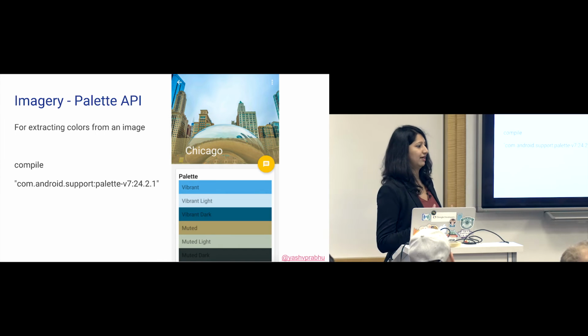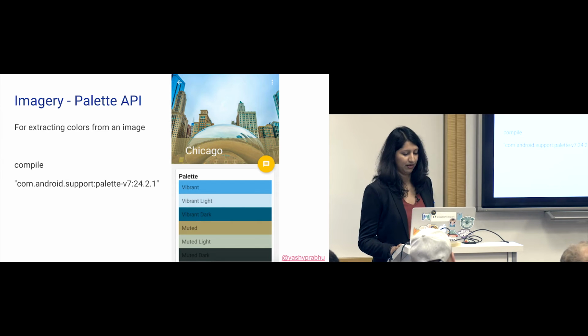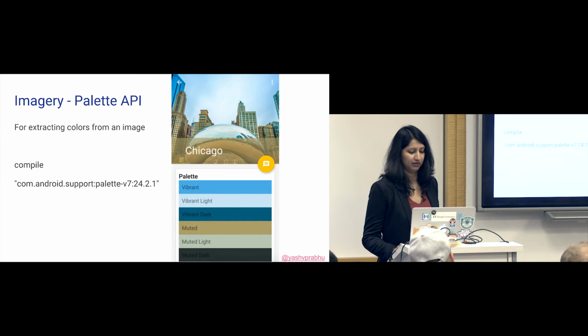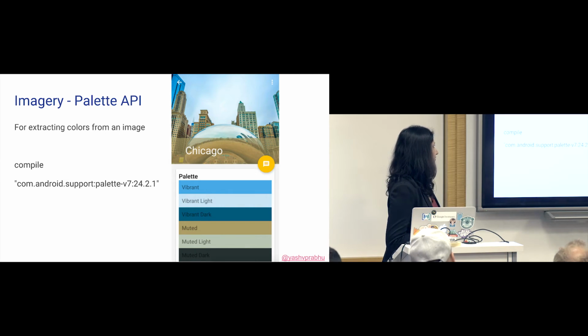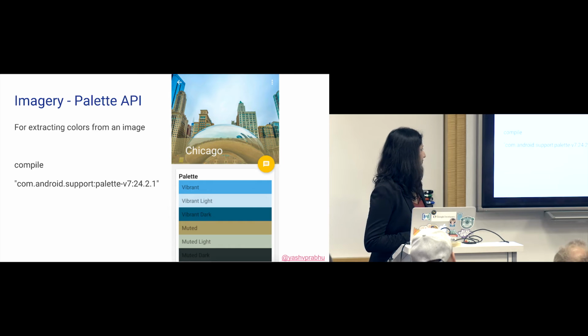By doing this, you're adding something special to your app. This is something fun that you can do with your app, just extracting the most prominent colors and adding them to your app. To use this, use the dependency android support palette. And again, this goes all the way back to 2.1.